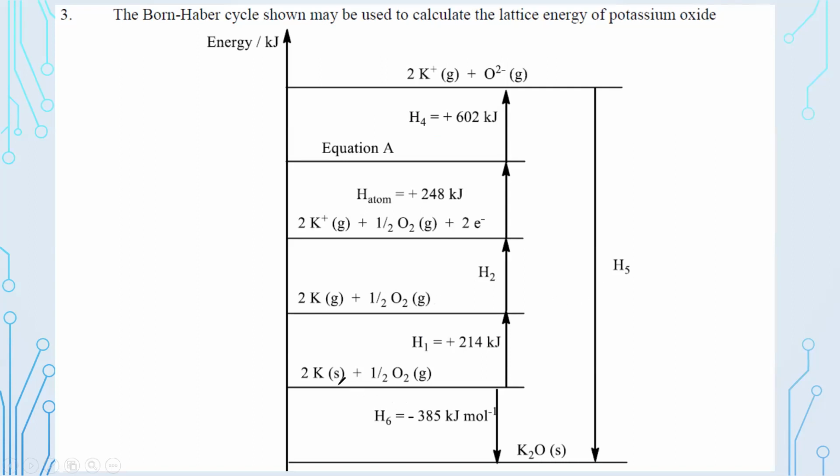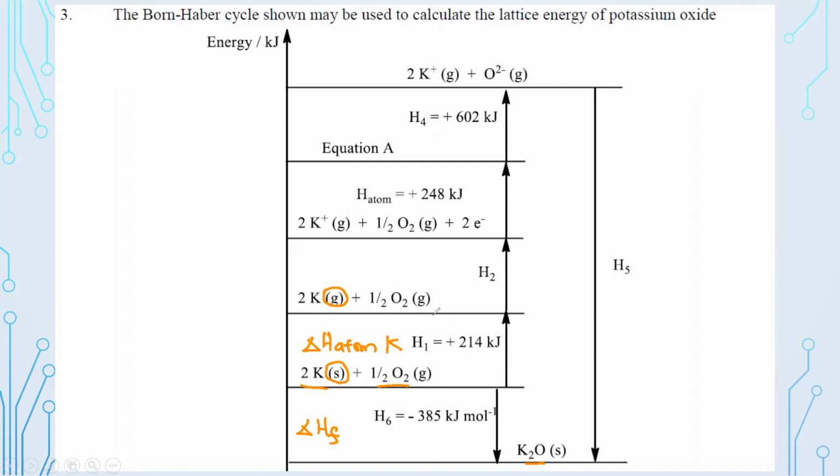Okay, so you must know that H6 represents what? 2K plus half O2 give K2O. So H6 is the enthalpy change of formation. Then H1, 2K, what is the change that you can see in here? You can see that a solid changes to become gas, isn't it? So this is the enthalpy change of atomization for potassium, okay?